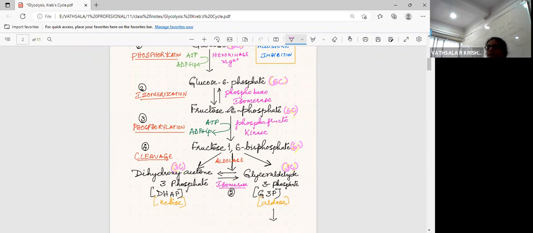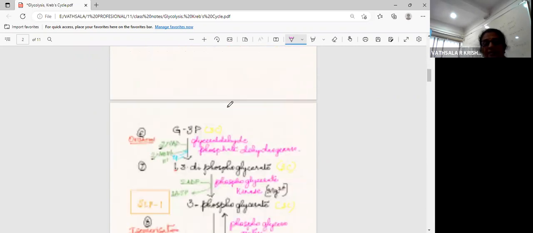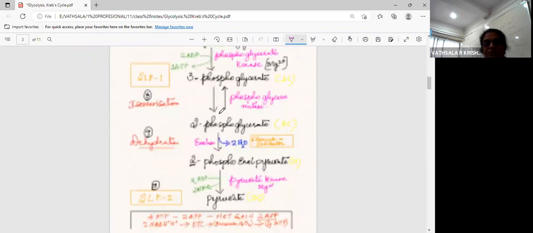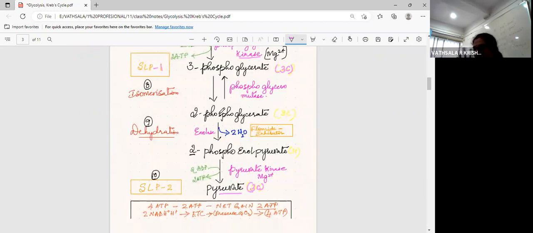How many ATP are utilized in the beginning? 2 ATP. How many ATPs are formed in the end, forgetting NAD? 4. How 4? 2 substrate level phosphorylations, every time 2 ATP, so 4 are formed. 4 minus 2 which is used. So you put in 2 rupees and got 4 rupees. What is the net profit? 2 rupees. Same thing here. Got it? All of you? So 4 ATPs are formed and 2 ATPs are used, and the net gain of ATP is 2 ATP.